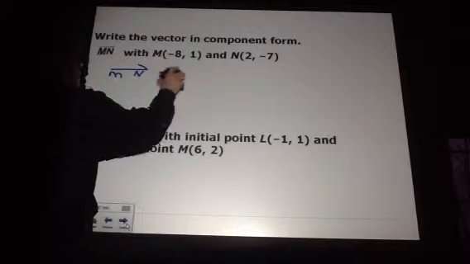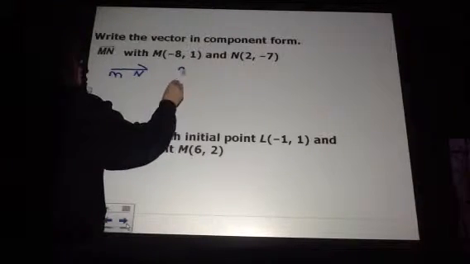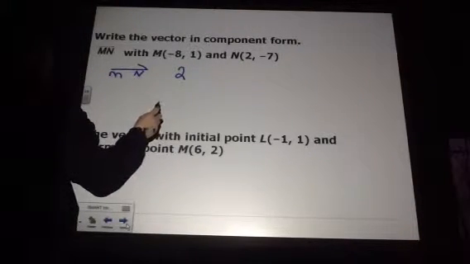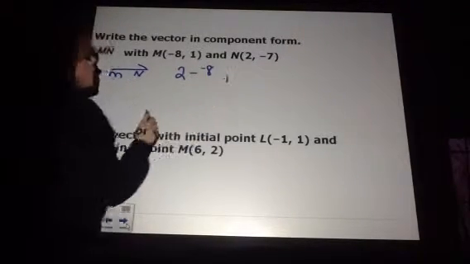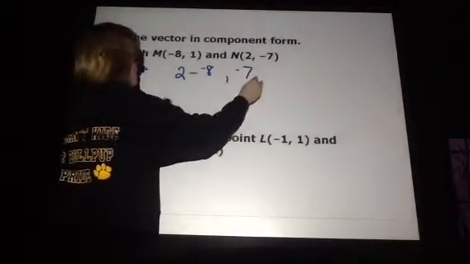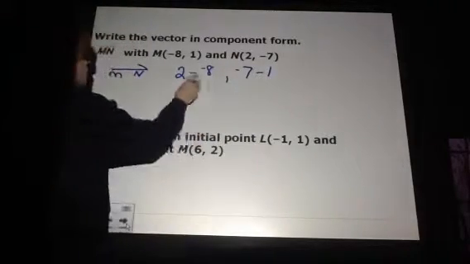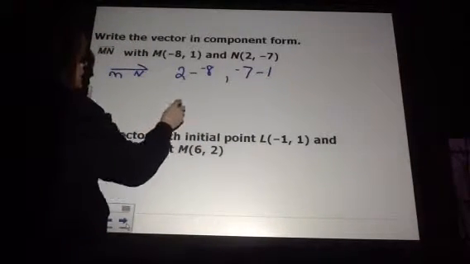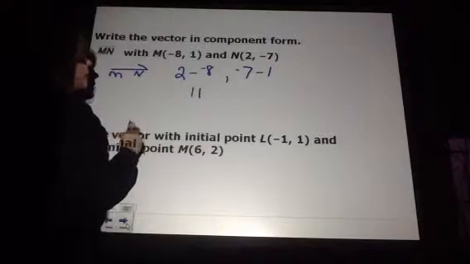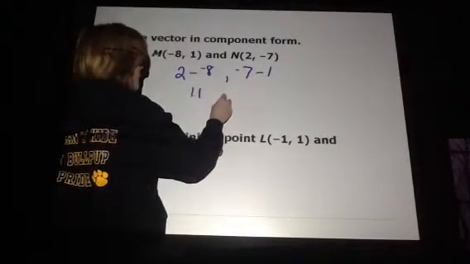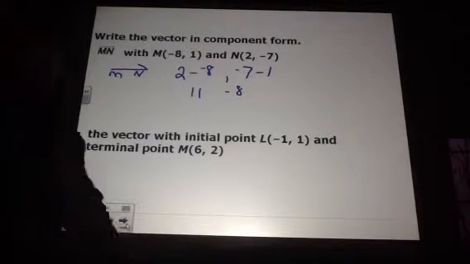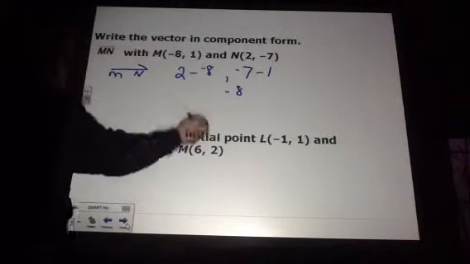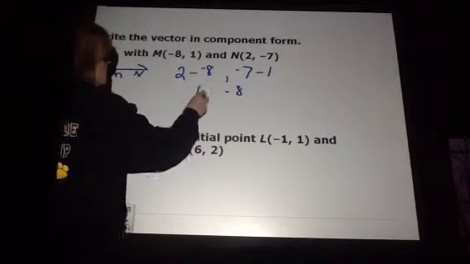Actually, let's do it the other way. I can take 2 minus the -8. And for the vertical, -7 minus the 1. So 2 minus -8 is what, 11? And -7 minus 1 is -8. And this is not 11, that is 10. See if I can do my computation right.